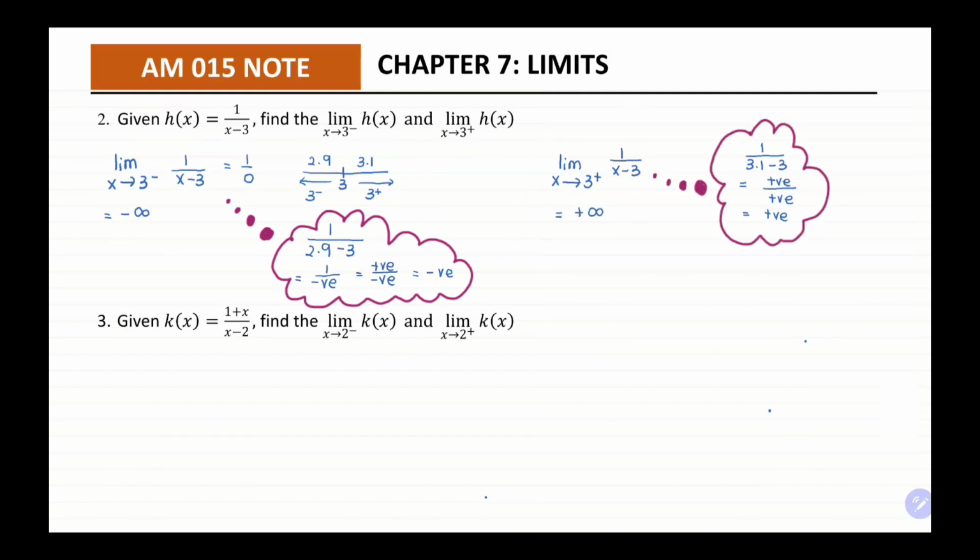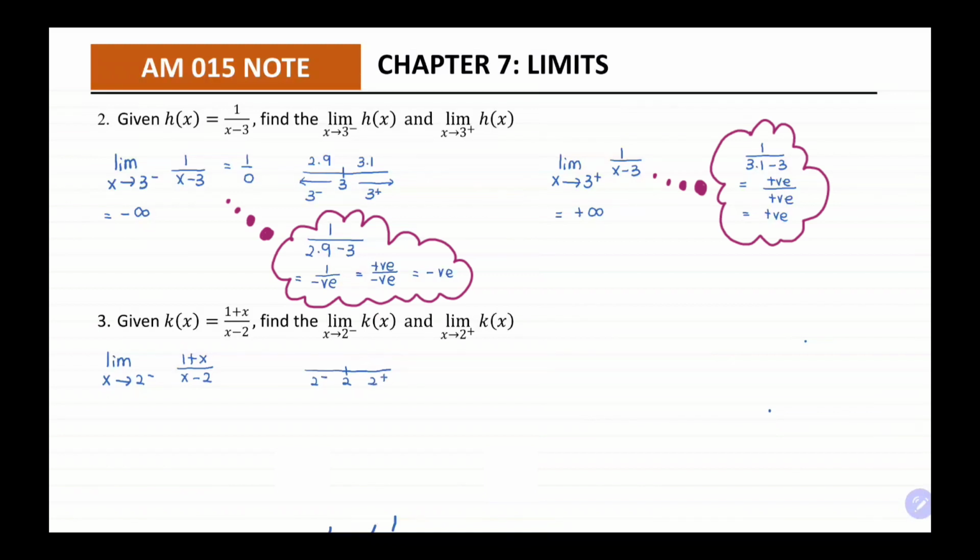Now we continue with number 3. Given k(x) equals 1 plus x over x minus 2. The question asks to find the limit as x approaches 2 from the left of k(x). So 1 plus x over x minus 2. If I substitute 2 into the function, we also get something over 0. When it is over 0, it means undefined, so it cannot be solved. So we need to imagine. And this one is 2. This is 2 from the left and 2 from the right.